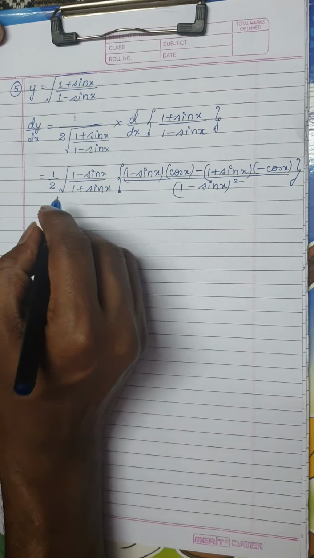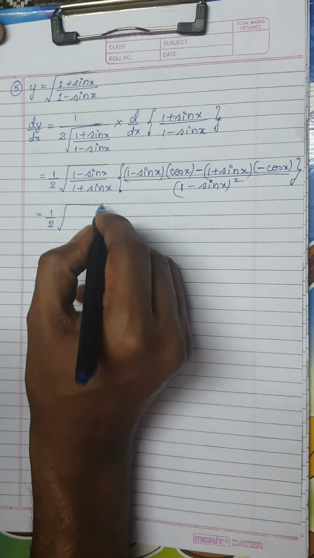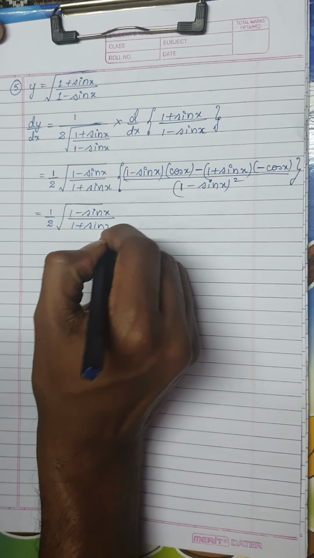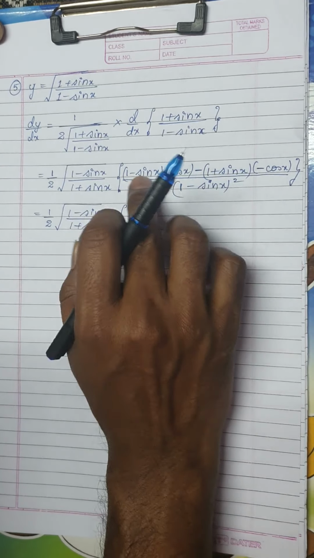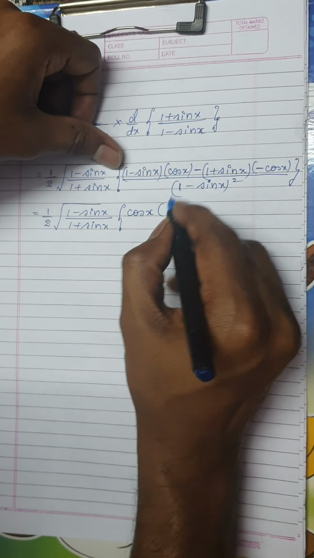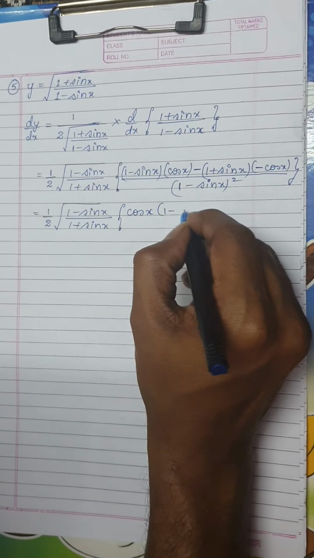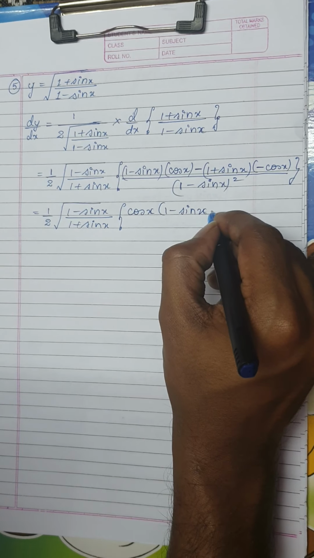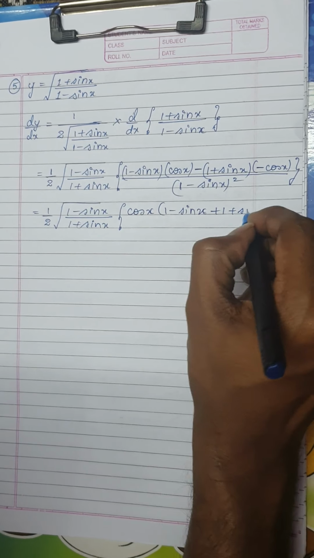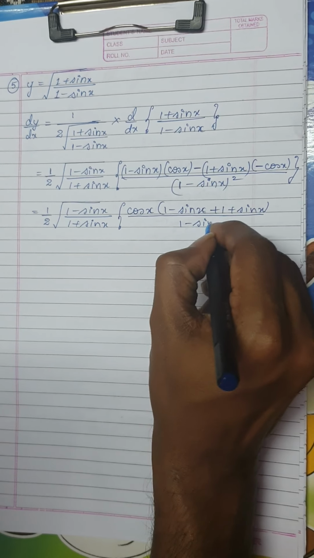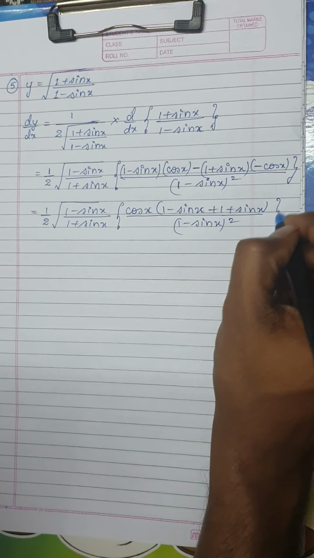Okay, fine. So this is nothing but half into root of (1 minus sin x) divided by (1 plus sin x) into, in both the terms I have cos x common, remove it outside. So in this term I am left over with 1 minus sin x, isn't it? Remember, this is minus of minus becomes plus. So write the terms as it is, plus 1 plus sin x divided by (1 minus sin x) whole square. Okay, so now plus sin x and minus sin x gets cancelled.